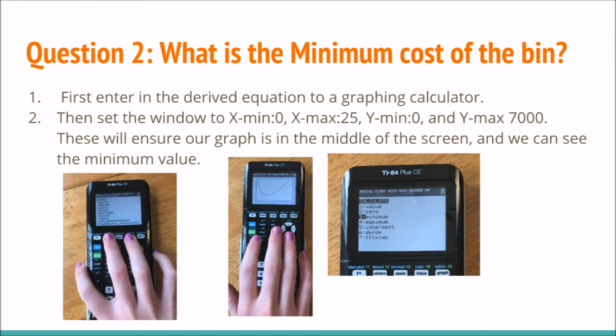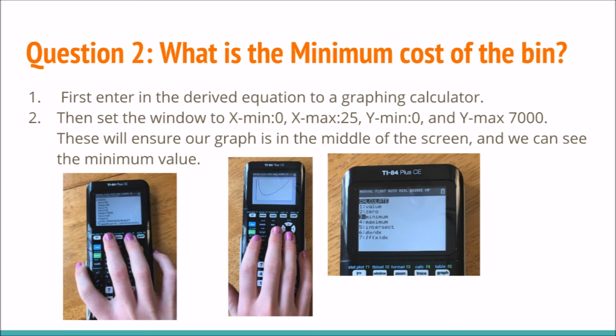You want to find the minimum cost of the bin. Now for your Y value, the cost needs to be positive, so a good start would be 0. And if you want the box to cost $4,000, choose a number significantly larger so you can see the whole curve. 7,000 is very reasonable in this case.